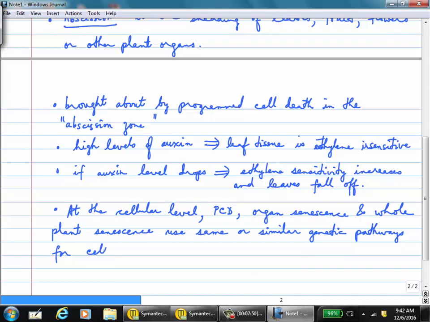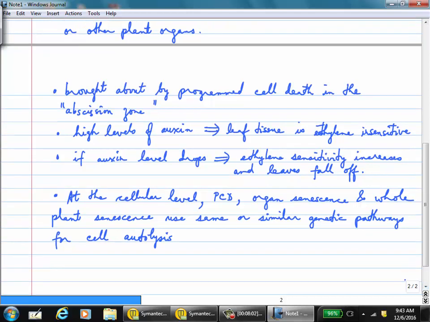So what is autolysis? Lysis means to split. Auto means just by itself. So it's basically cell senescence. So they use the same mechanisms.